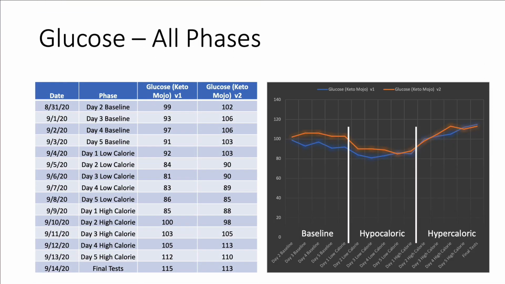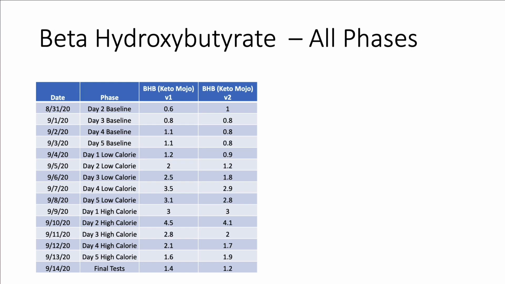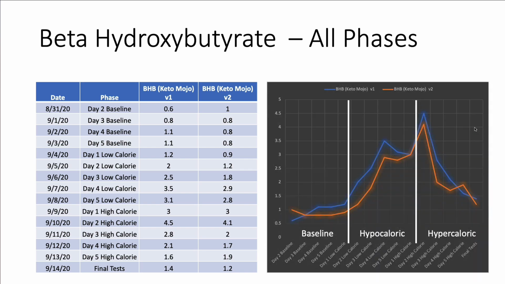Glucose, likewise, won't surprise anyone. At baseline, I seem to be steady. And then I start to drop at the hypocaloric, and then start to increase at the hypercaloric. Next, we have beta hydroxybutyrate, which of course are ketone bodies, and you can see it goes inversely with glucose. Baseline, I'm holding steady, but then at hypocaloric, it starts to climb substantially. Hypercaloric, it then drops.